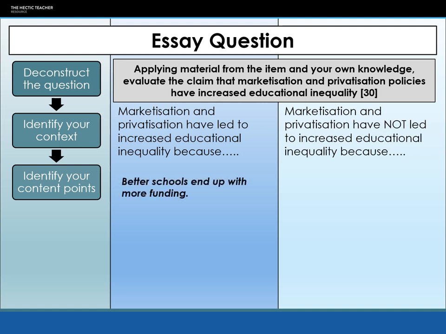So for example, we could say it has led to greater inequality because better schools end up with more funding. So here I'm linking to the funding formula and to league tables, where schools that have more pupils receive more money. And then on the other side, marketisation and privatisation have not led to increased educational inequality because it has raised standards in all schools. So by creating that competition, Ofsted, league tables, things like that, it's actually raised standards, which has decreased inequality. It's made the education system better for all students.